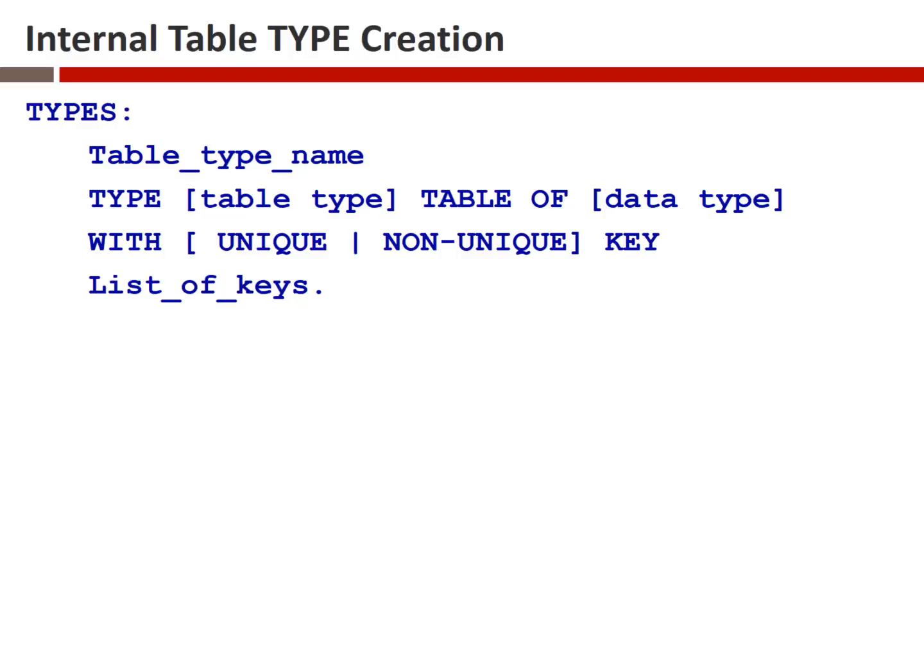So hypothetically, if we use the handout I gave you as an example, we might see code that would say types, person struct table type, type standard, table of, person struct type, with non-unique key last name. Okay? So all I have done here is match up the type that's already defined, the structure type, with the elements of the internal table I want to create.